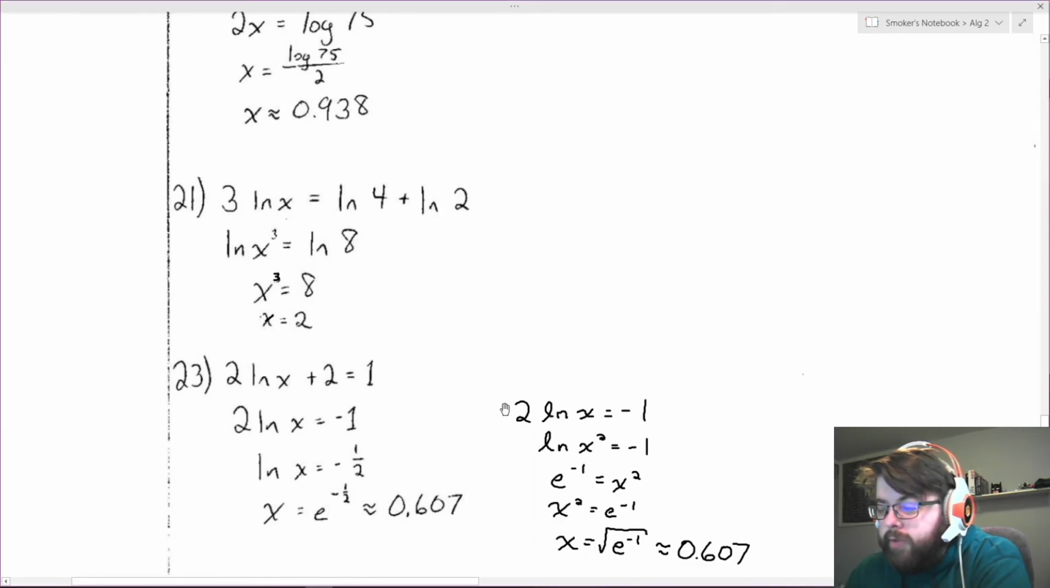The other thing that I was thinking of doing was taking this 2 and making it a power of x, and then converting this to exponential form. So I have e to the power of -1 equals x squared, or x squared is equal to e to the power of -1. And then I would take the square root of e to the -1.